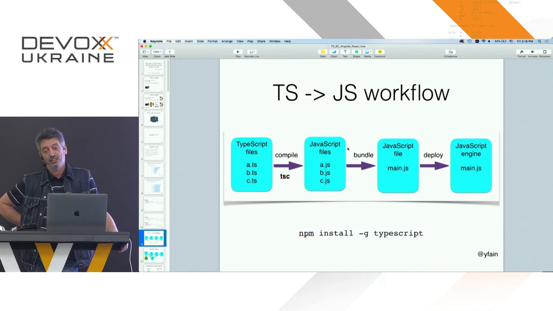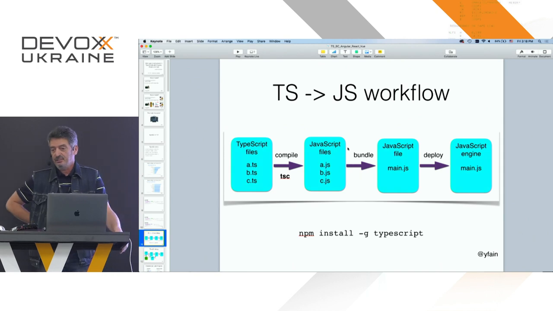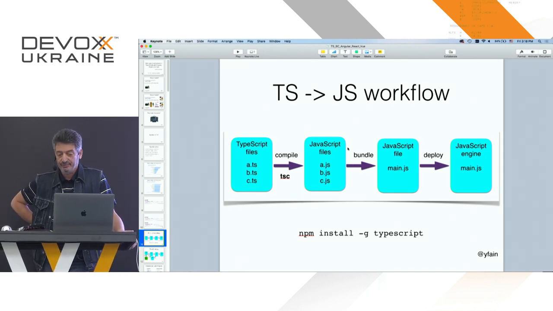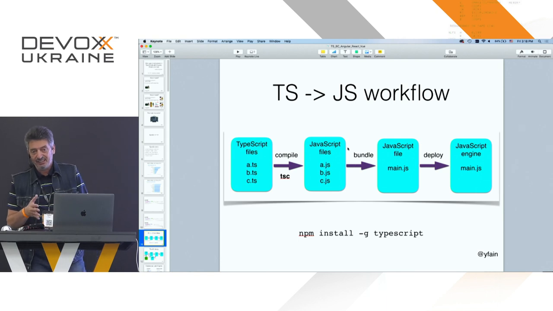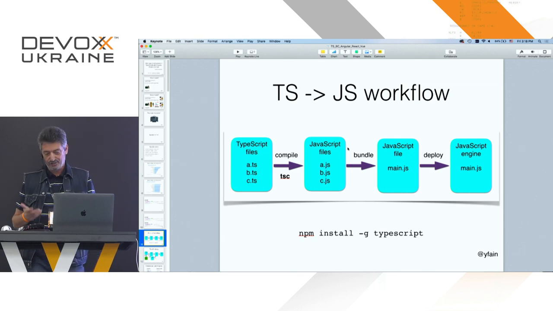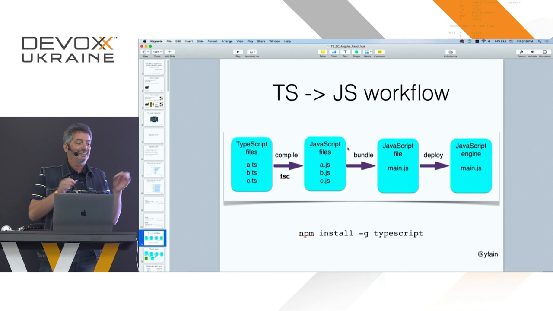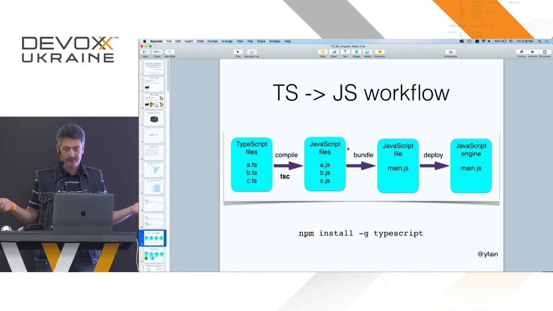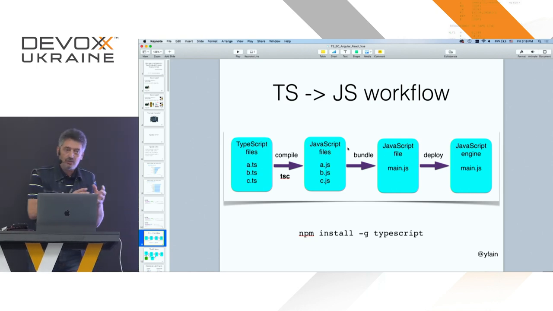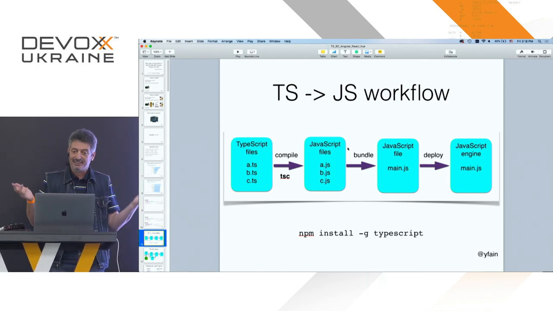TypeScript files have extension .ts. On the left, you see three files, A, B, and C, all with extension .ts. You can compile them using TSC compiler into three files with extension js. So now these are JavaScript files. And then you need to bundle them. In the modern development for the front end, nobody would deploy separate files. You may have hundreds of files in your front end. So you bundle them up. You create smaller number of JavaScript files. Say you have 500 files. You will be deploying 5 or 10.